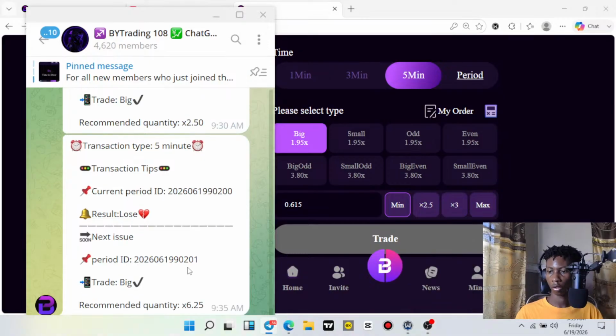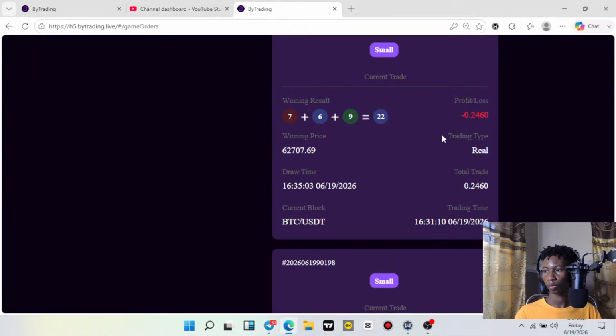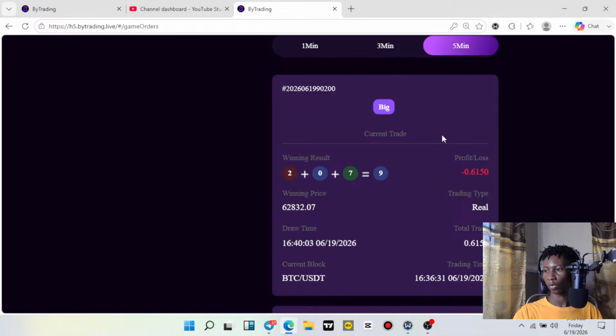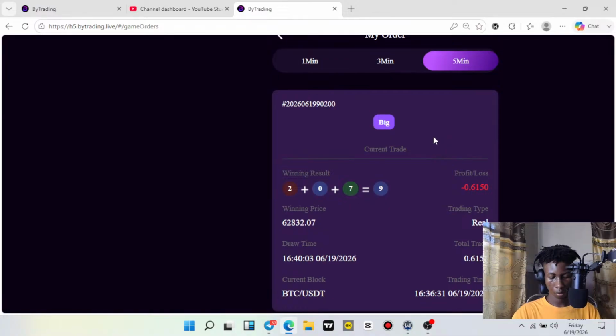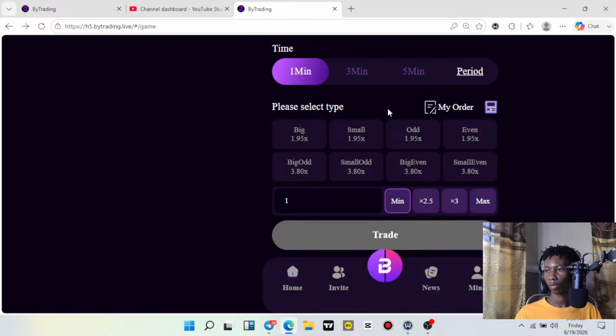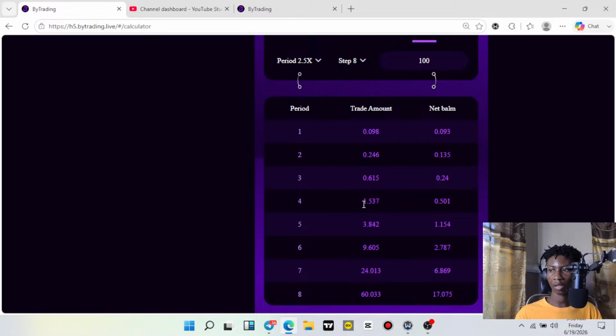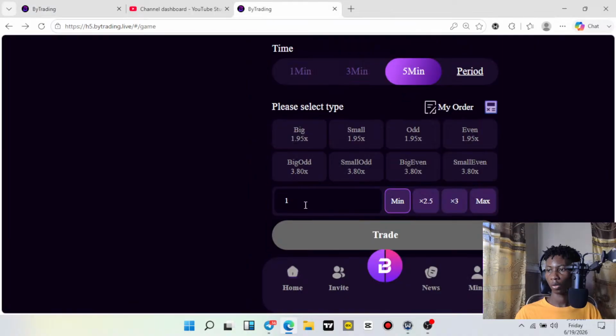Okay, let's check the results. We actually ran a loss on that trade. This time around, they still told us to go with big. So currently we are now at phase 4. I'm going to go with this amount, then select big and choose the amount I actually want to trade with.